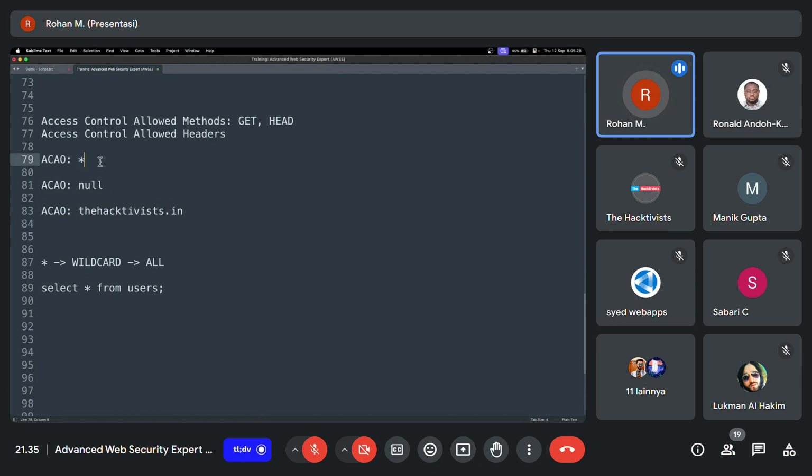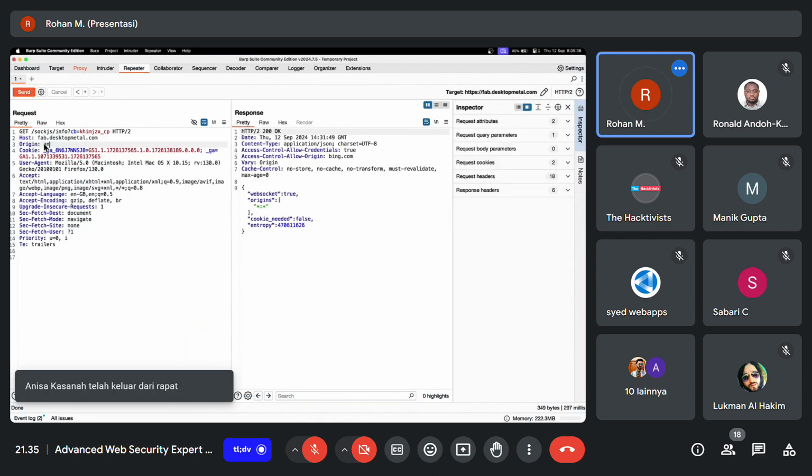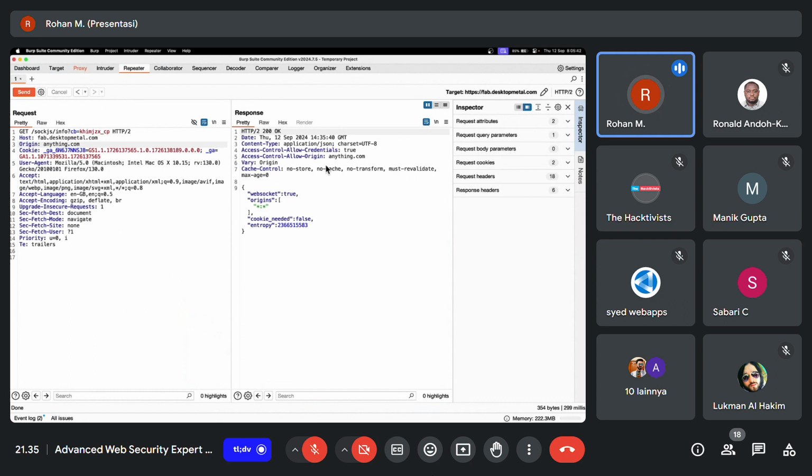Simple. So in this target application, because access control allow origin has been set to asterisk, any domain that you write here is allowed to read the response. For you to be able to report it as a bug hunter or as a pen tester, a screenshot of this, highlighting this and this, is enough.